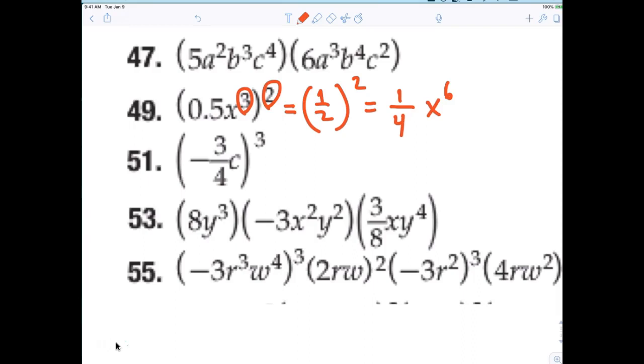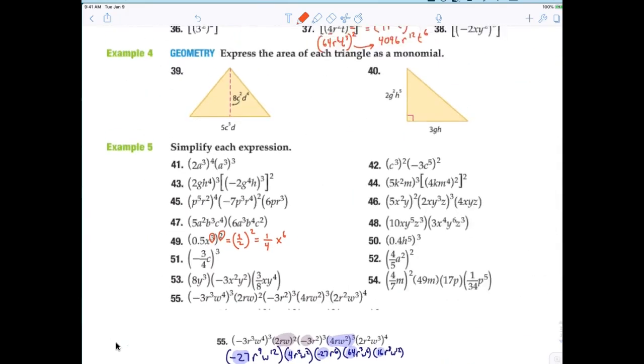Yes, ma'am. Would I be allowed to put it as a decimal? Yes, 0.25 is perfectly fine. It's the same. Can you do number 39? 39. Let's take a quick look at 39.